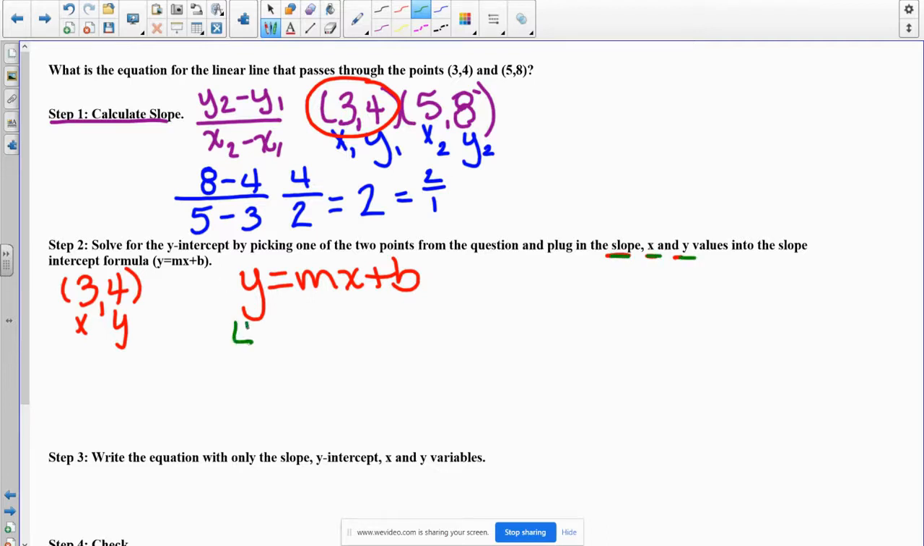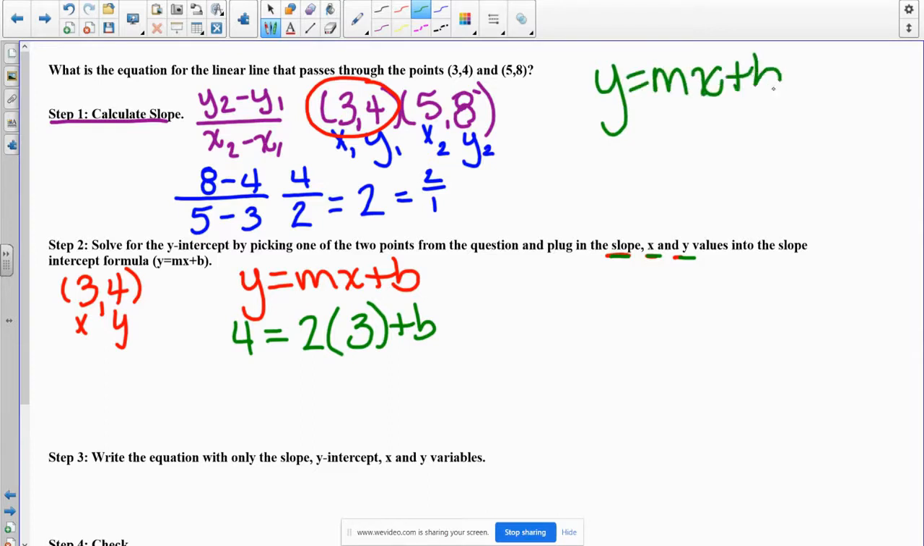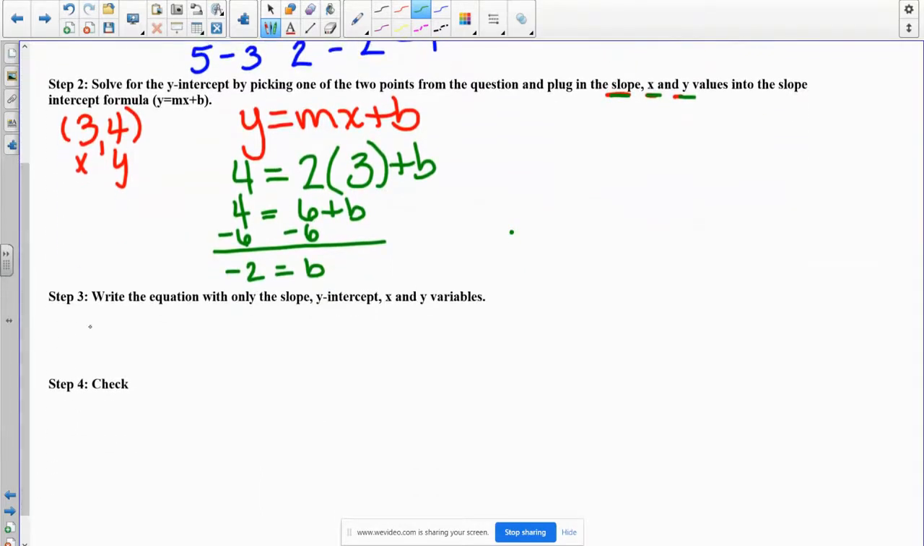So the y value is 4. The slope we found in step 1 is 2. The x value of the point I picked is 3. And notice you're going to solve for b. Because remember, our goal is to put it into slope-intercept form, or make that linear equation of y equals mx plus b. So just solve a simple equation here. 2 times 3 is 6. And I want b alone, which means I'm going to subtract 6 from both sides. So 4 minus 6 is -2. So b equals -2.